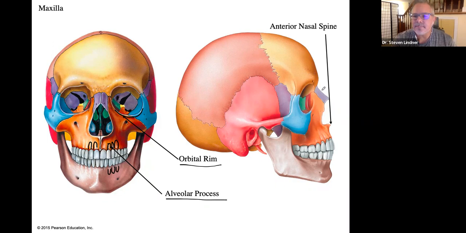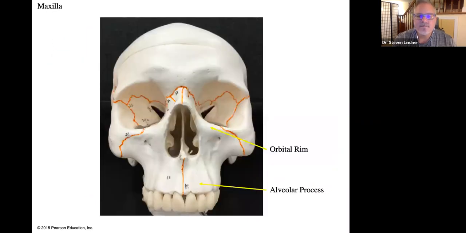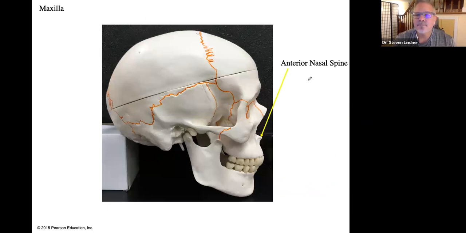Right at the base of the nose, right? So let's say here's the nose. When we look at the inferior portion, the tip of the maxilla, we have the anterior nasal spine right here. So here's the anterior nasal spine, here's the orbital rim, and then these portions here are the alveolar process. Here's the anterior nasal spine again.